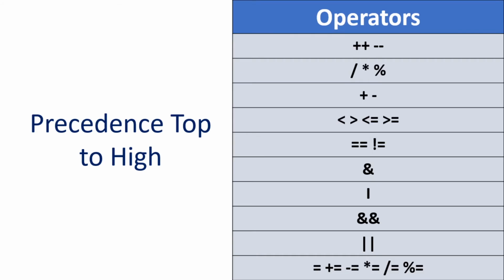And the same is the case with others. If a multiple operator expression or statement comes, you should know how it should execute. The precedence is from top to bottom.